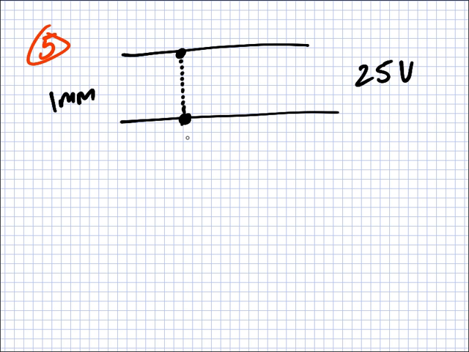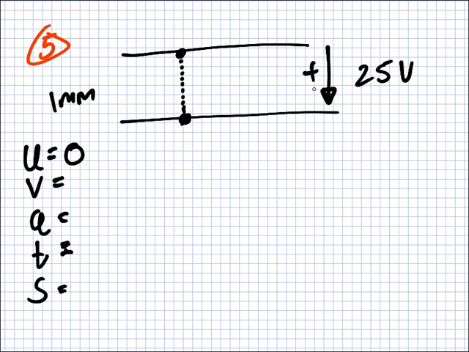Okay. So this is a UVATS problem. We need to think about what we know. Do we know the U? Yes. Do we know the V? No. Do we know the A? No. Do we know the T? No. Do we know the S? We do. Now just keep it easy. I'll just say down is positive. So that's 10 to the minus 3. So we need one more piece of information.